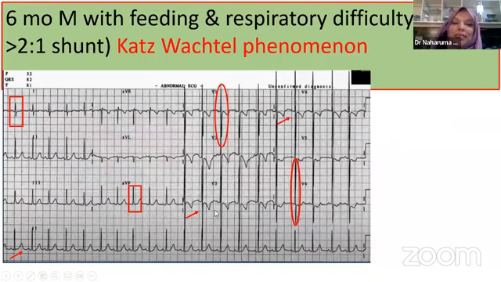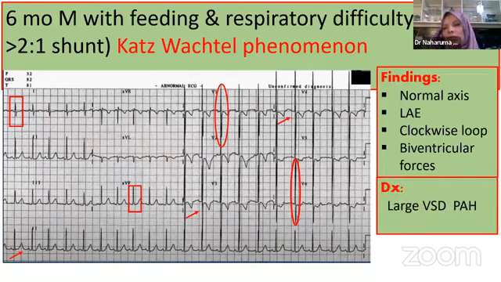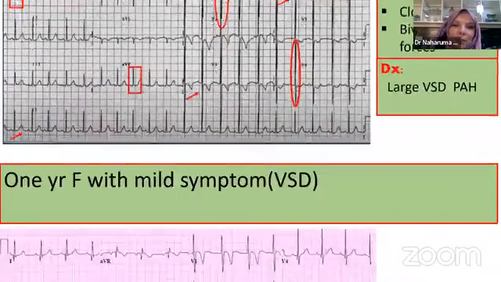If we find this type of ECG in a VSD patient, that is also a red flag sign that this shunt needs early closure. Though the patient is only 6 months old, when we see this change in the ECG, we have to think that this patient has to be closed earlier. So this is a large VSD with severe pulmonary hypertension.